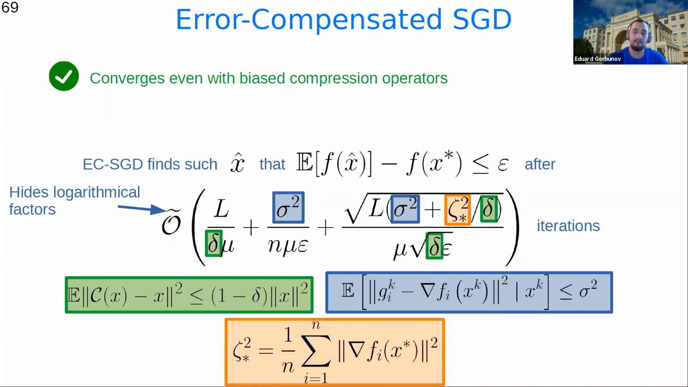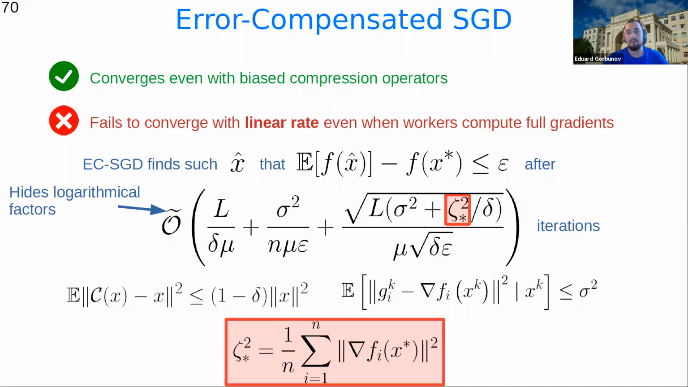Okay, and one can notice that this method, error-compensated SGD, fails to converge with linear rate even when workers compute full gradient. And the reason is that in the complexity bound we have zeta star squared. So in general, it is not zero even when sigma is zero, so even when workers compute full gradient.